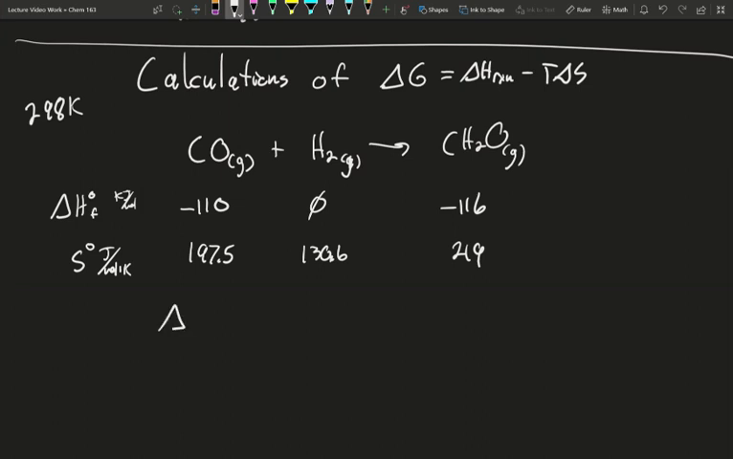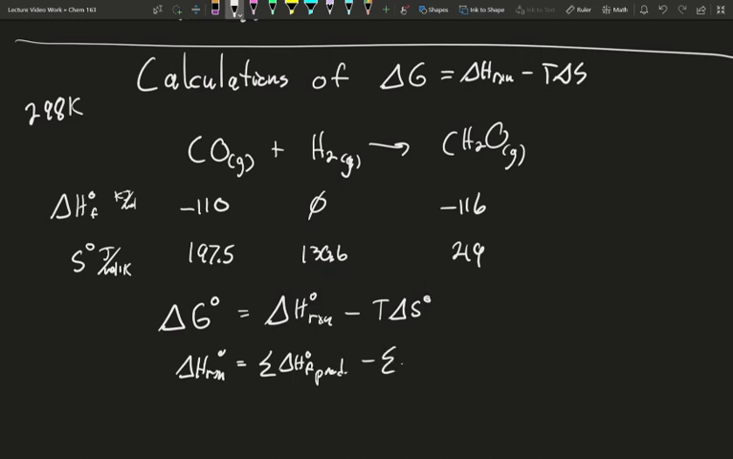So we can calculate out the Gibbs energy at the standard state. This is going to be equal to the standard state enthalpy of reaction minus temperature delta S for this reaction. Delta G naught equals delta H naught of reaction minus T delta S naught. Plug in the values we have. Well, how do we find delta H of reaction? Remember that the delta H of your reaction is going to equal the sum of the delta H naught formations of your products minus the sum of the delta H naught of formation of your reactants.